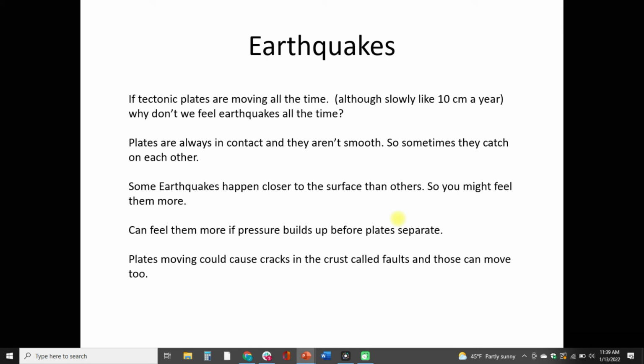Also, sometimes they might catch on each other, and there'll be a pressure buildup before the plates separate, and that's going to give us a higher magnitude of earthquake. So that's the word that they use to determine how much of an earthquake we feel, magnitude. And then the plates moving could cause cracks in the crust called faults, which we saw with the fault block mountain model. And those faults can move too.